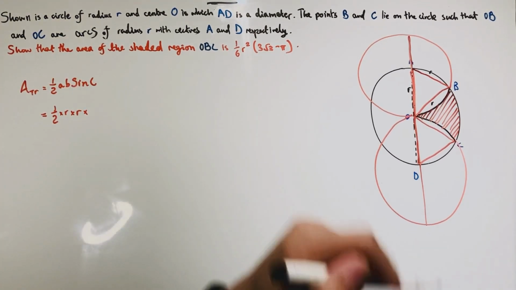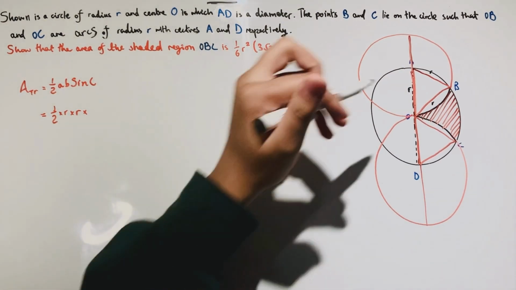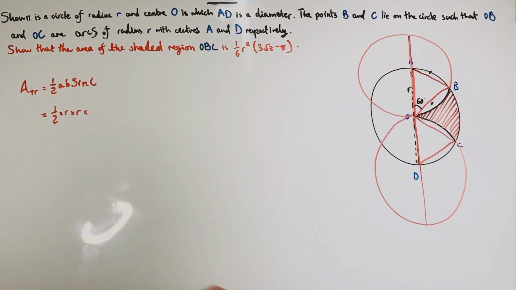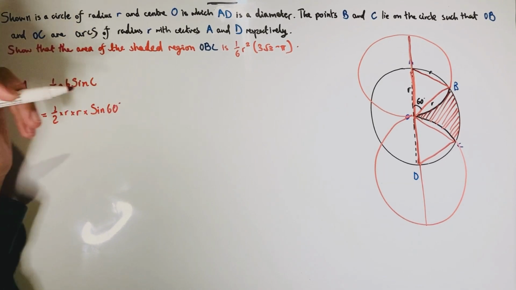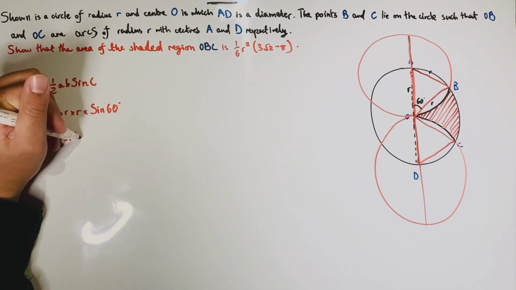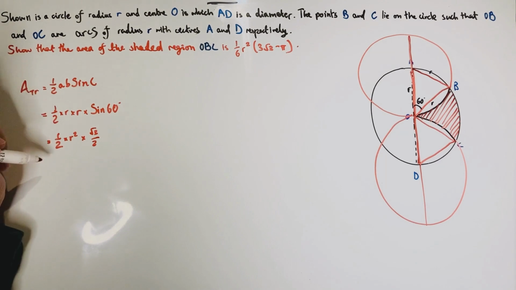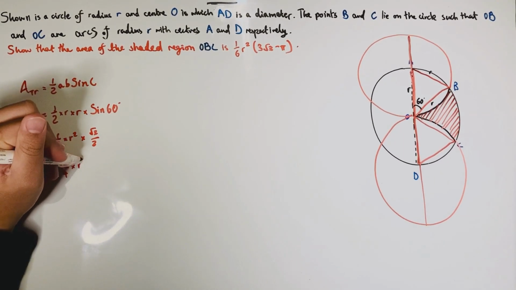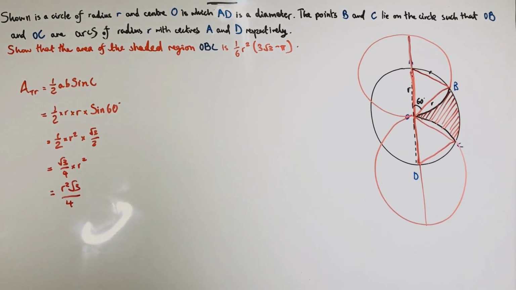Since all the side lengths are equal, we know that it must be an equilateral triangle, which means that all of these angles must be 60 degrees. So this is going to be sine 60. We can start simplifying this a bit. r times r is r squared. What is sine 60? Exact trig values, that's root 3 over 2. Then we can combine these fractions, so we end up with root 3 over 4 times r squared, which is equal to r squared root 3 over 4.